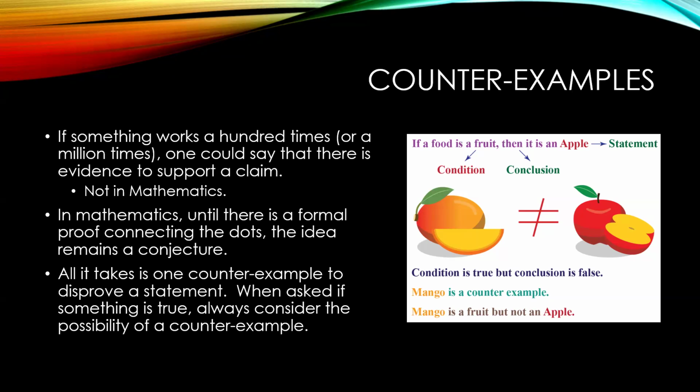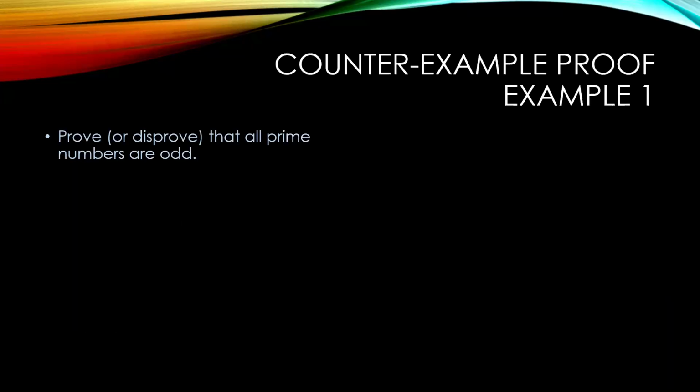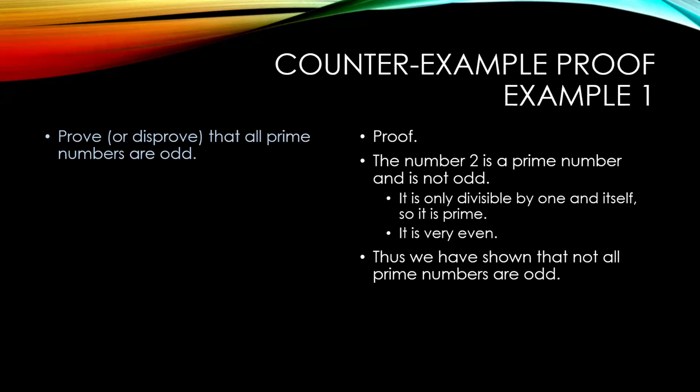And the counterexample might be so far off that it's not even plausible to see that number in the real world. But we're not talking about the real world, we're talking about math. And so abstract concepts pop up a lot. Here's our first one. Prove or disprove that all prime numbers are odd. Well, this one is very easy to disprove.